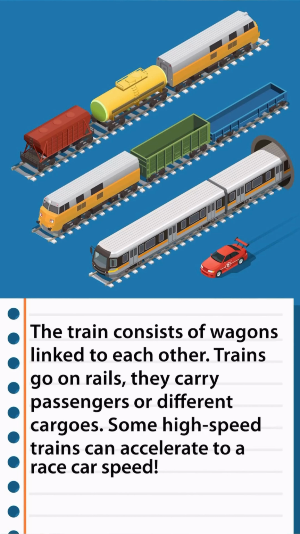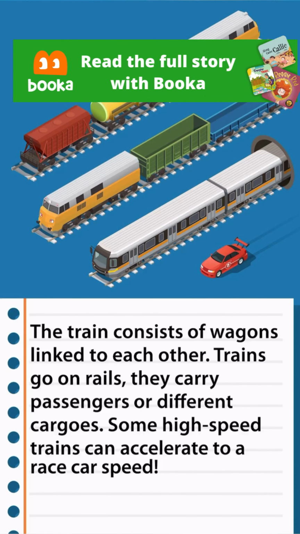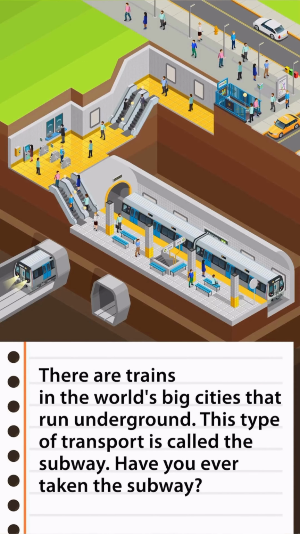The train consists of wagons linked to each other. Trains go on rails. They carry passengers or different cargoes. Some high-speed trains can accelerate to a race car speed. There are trains in the world's big cities that run underground. This type of transport is called the subway. Have you ever taken the subway?